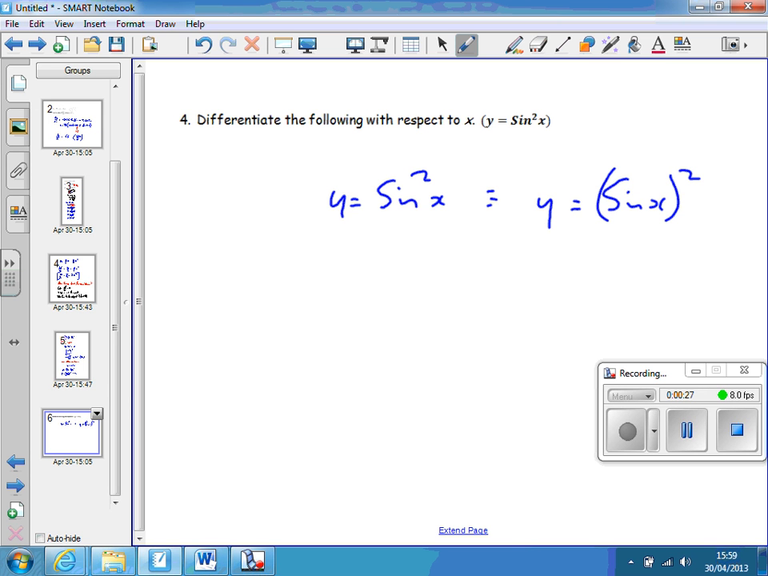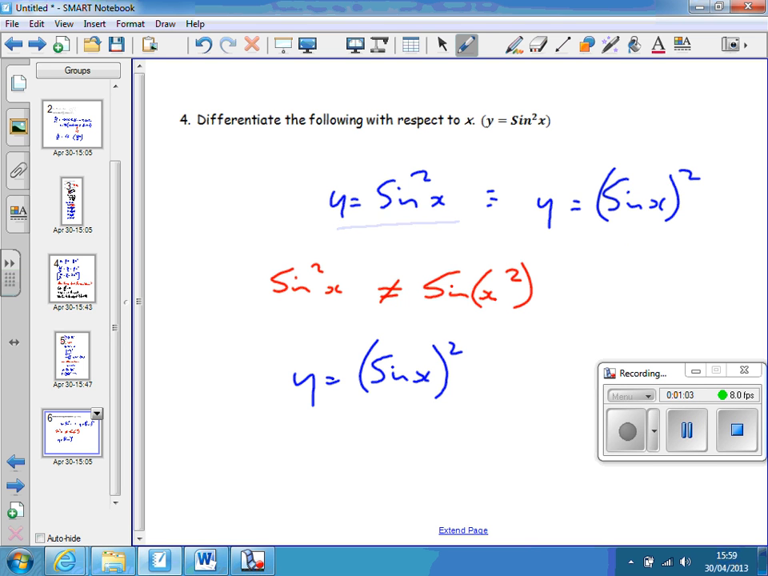So we've got one function within another. Just to make the general point, sine squared of x is not the same as the sine of x squared. That's the sine of x squared. What we mean is the sine of x all squared, which is this bit here. So if you're asked to differentiate something like this, you have to think of it like this. I'm actually asking you to differentiate the sine of x all squared.